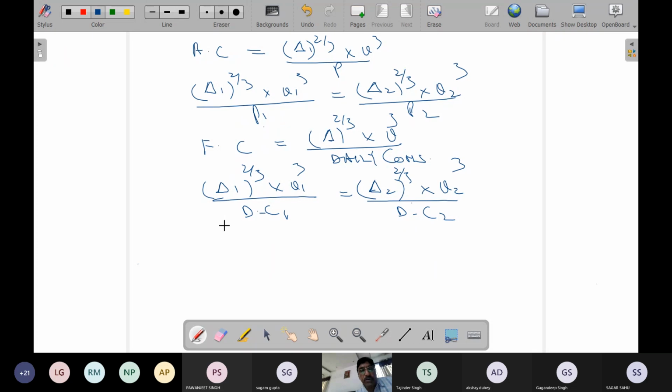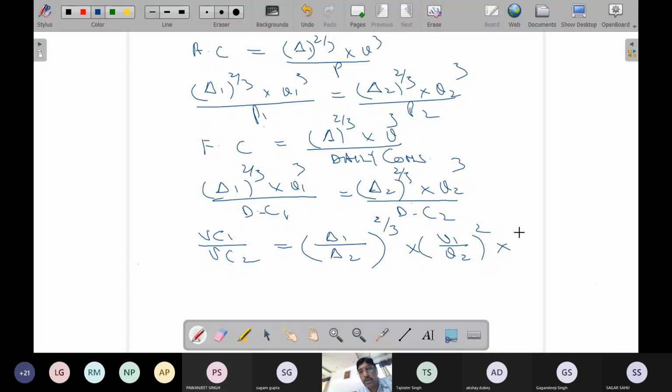Then finally voyage consumption. Voyage consumption VC1 over VC2 is equal to delta 1 by delta 2 raised to power 2 by 3 into V1 by V2 squared, multiplied by voyage distance 1, VD1 in short, divided by voyage distance 2. This is the voyage consumption formula.